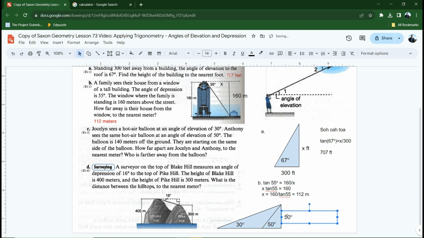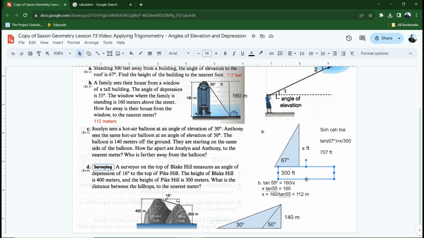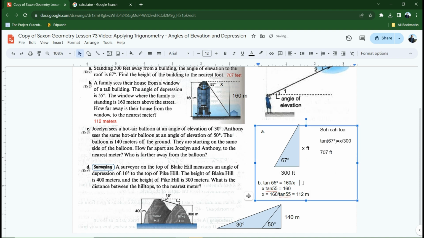So what I'm going to do is see if we can figure out the distance along the bottom for Jocelyn, the distance along the bottom for Anthony, and if I subtract those two, I'm going to get the distance that they are apart. All right. So that's going to look like this. Let's just work our problem over here.